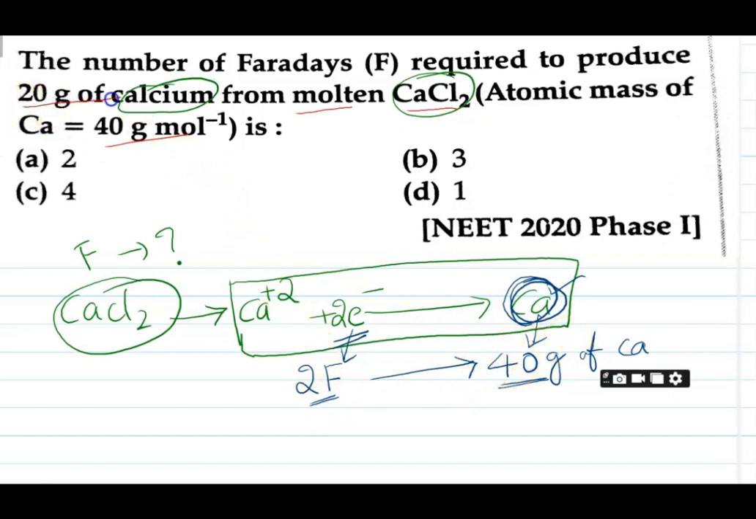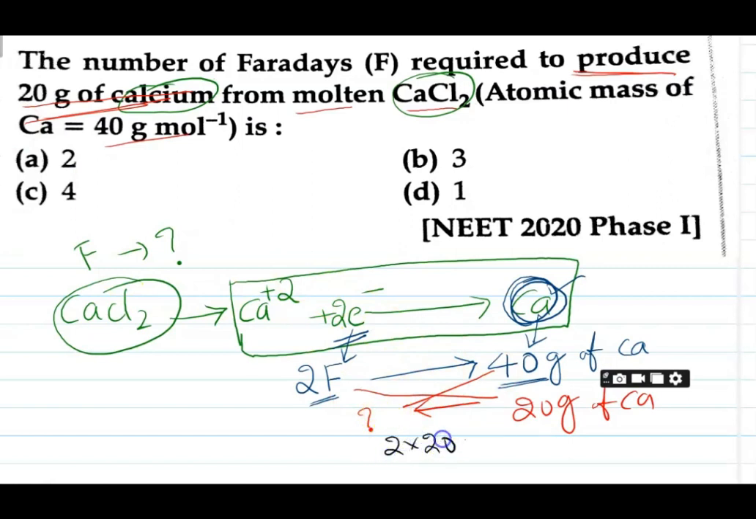Now go to our question. We need 20 grams of calcium. What is the number of Faradays required? Just crisscross. Let it be x. So 2 into 20 is equal to 40 into x. The 40s get cancelled, and x is equal to 1 Faraday. So the answer is 1 Faraday. Very easy question, right? Dead easy.